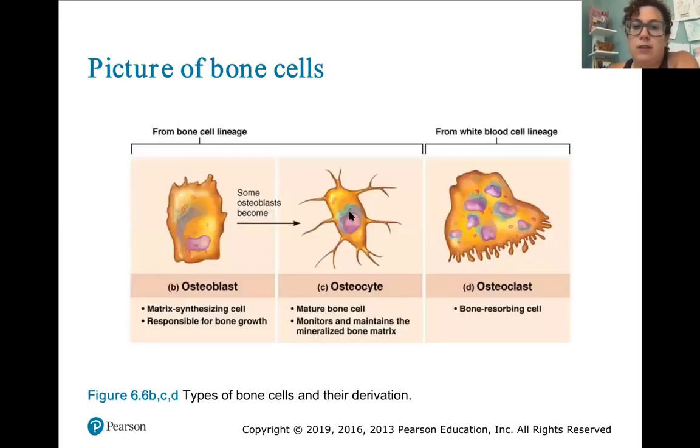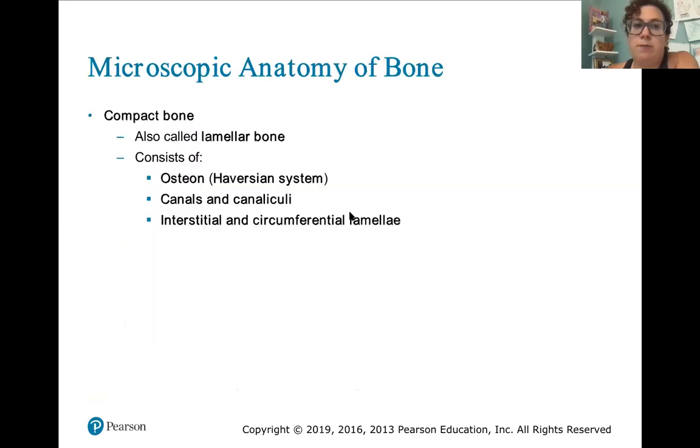Okay, so this is a little picture representation of all the different blood cells that you're supposed to know about. And then we have to talk about the actual anatomy, the structure of the compact bone. Compact bone is known as lamellar bone, and it has these three terms you do need to know. One is the osteon or the Haversian system. It has canals and canaliculi, and then interstitial or circumferential lamellae.